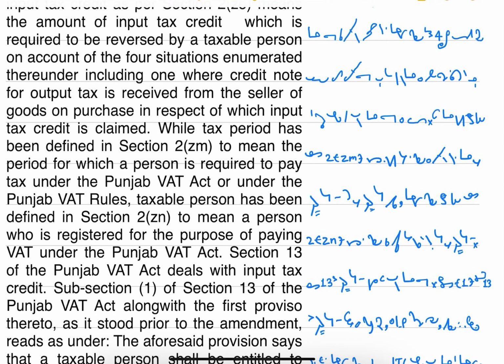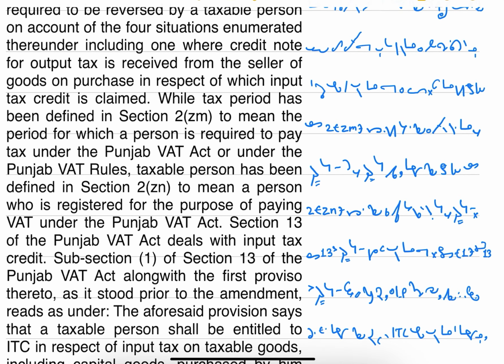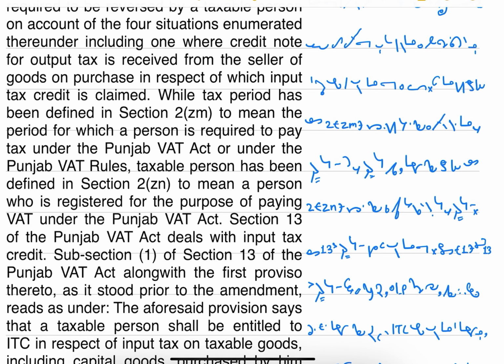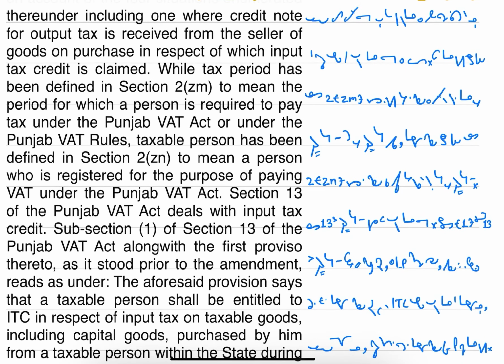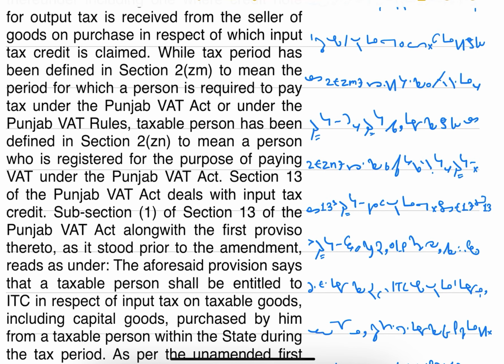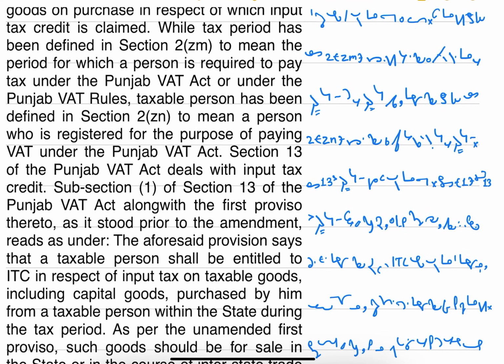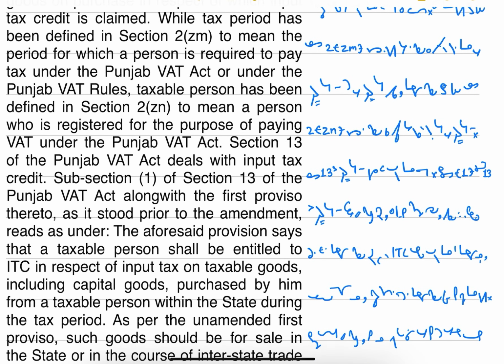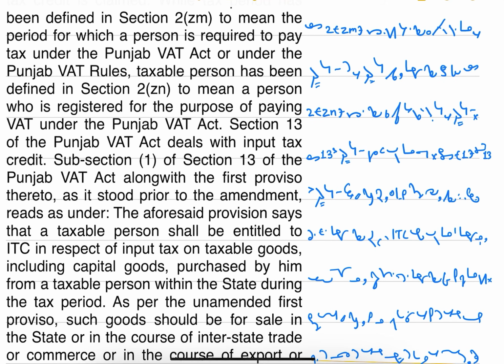While tax period has been defined in Section 2(zm) to mean the period for which a person is required to pay tax under the Punjab VAT Act or under the Punjab VAT Rules, taxable person has been defined in Section 2(zn) to mean a person who is registered for the purpose of paying VAT under the Punjab VAT Act. Section 13 of the Punjab VAT Act deals with input tax credit.